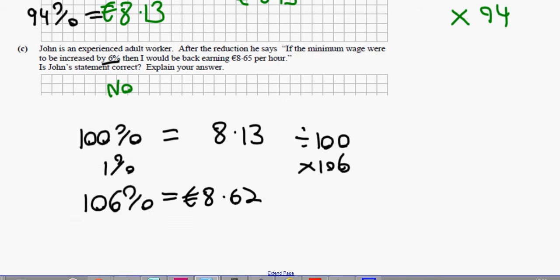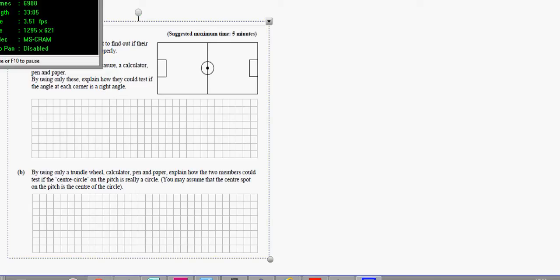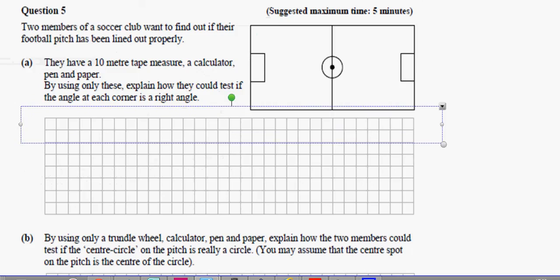Okay, next question. Question 5. Two members of a soccer club wanted to find out if their football pitch was being lined out properly. They have a 10-meter tape measure, a calculator, a pen and a paper. By using only these, explain how they could test if the angle at each corner is a right angle. Okay, so what they should do is they should start at a corner flag.